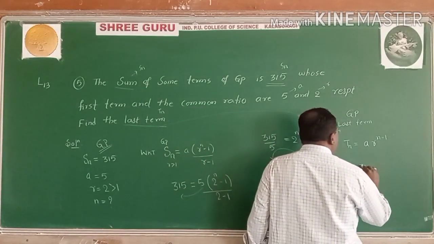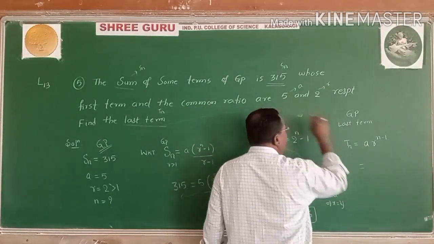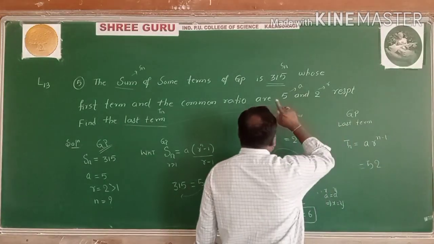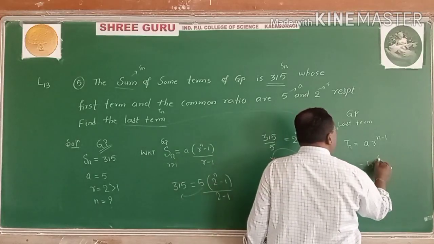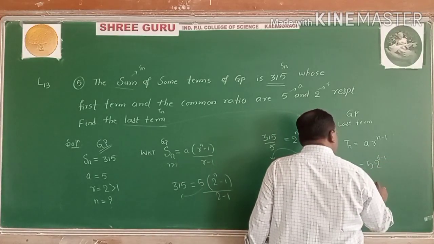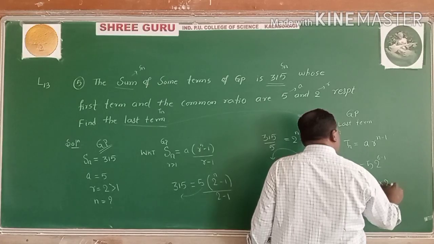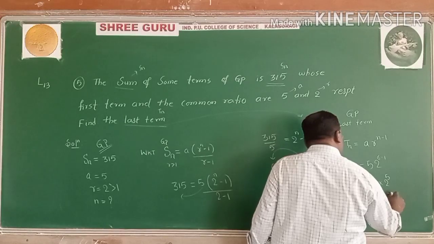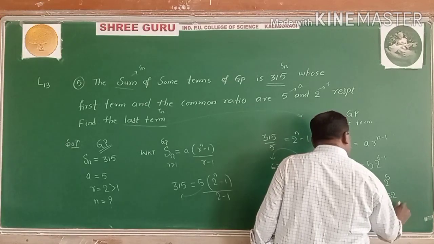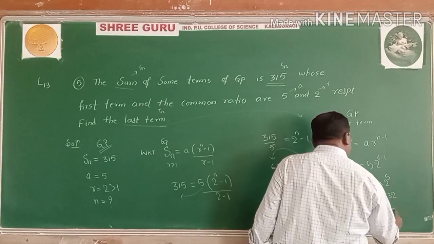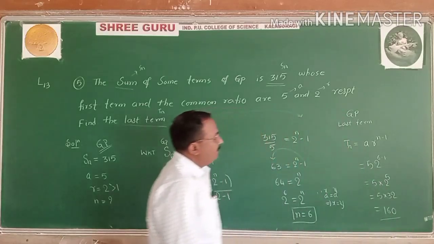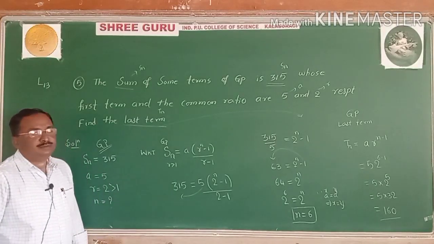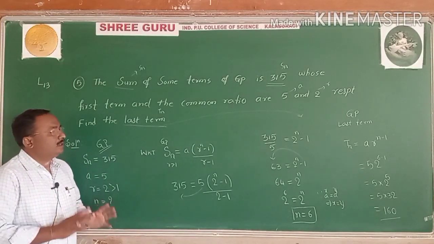A into r to the power n minus 1, here A is what? 5. Common ratio r is what? 2. So 2 power n minus 1, number of terms 6 minus 1. 5 into 2 power 5 is equal to 5 into 32. 5 2s are 10, remaining 16; 5 3s are 15, 15 plus 1, 16. 160. That is the last term. Understood? Keep in your mind, that is the last term.